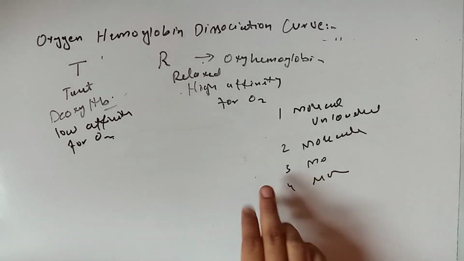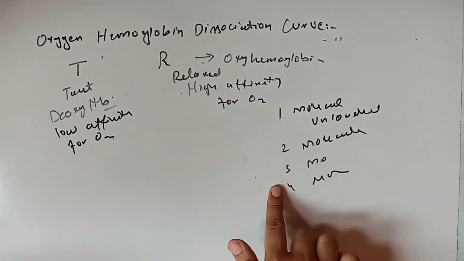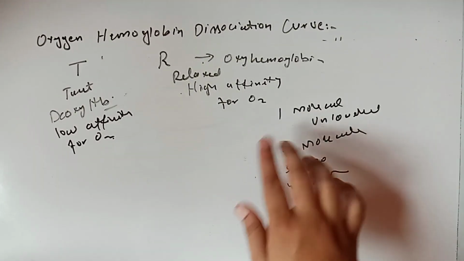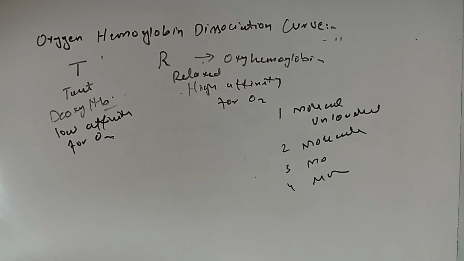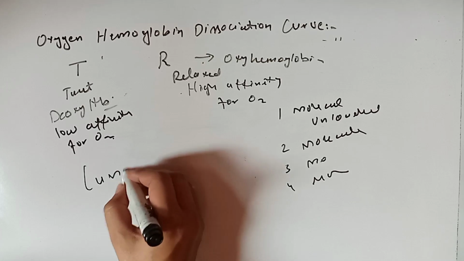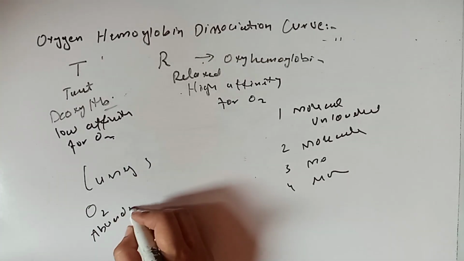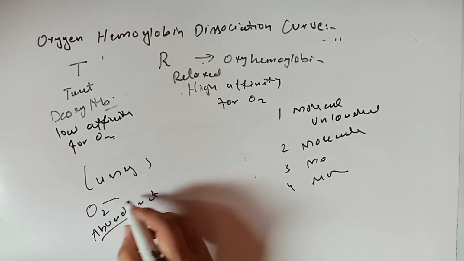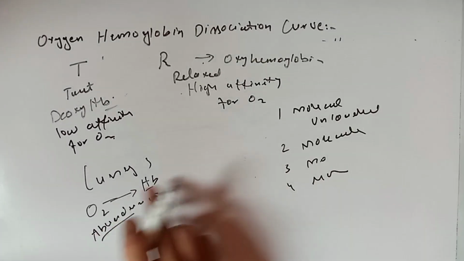So when one molecule binds, it increases the affinity and helps the binding of other molecules, and when one molecule is removed, it also helps the removal of other molecules. So this makes hemoglobin a good transporter of oxygen from lungs to the tissues. In lungs, what happens? Supposedly here are the lungs. Here in lungs, oxygen is abundant. So here there is easy loading of oxygen to hemoglobin. One molecule binds, then second, then third, and fourth.